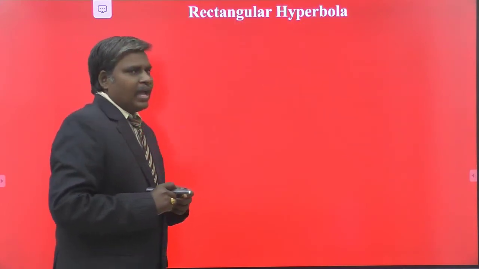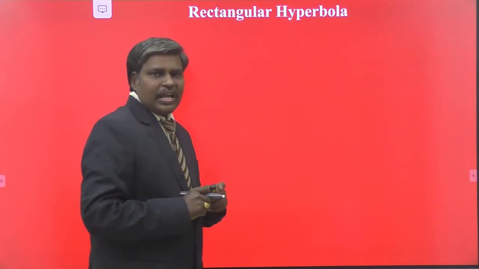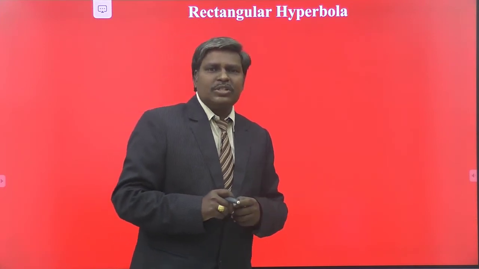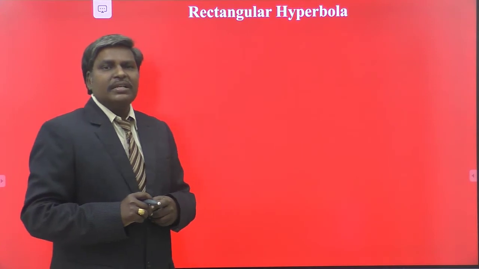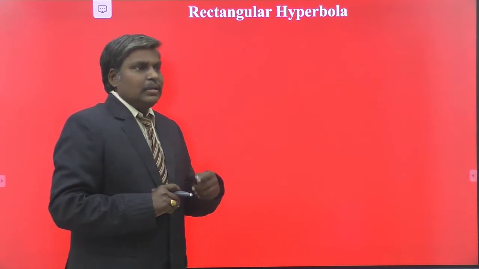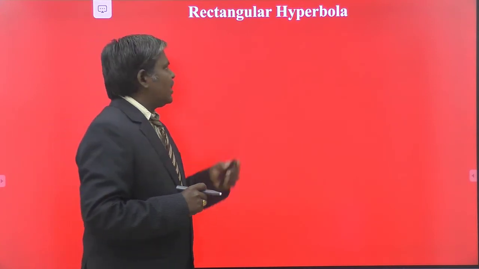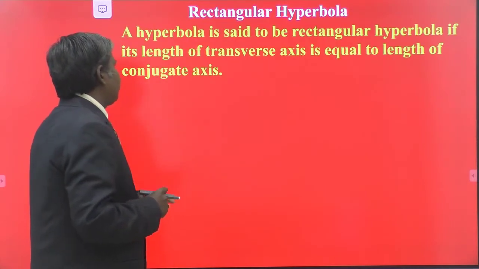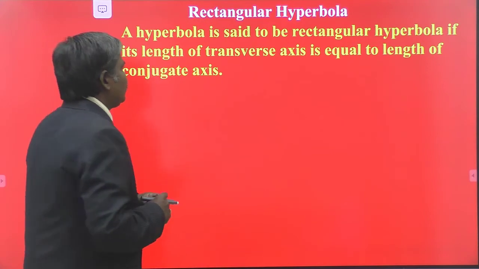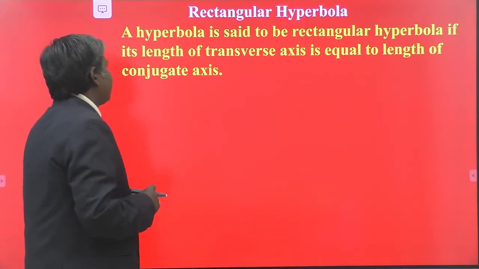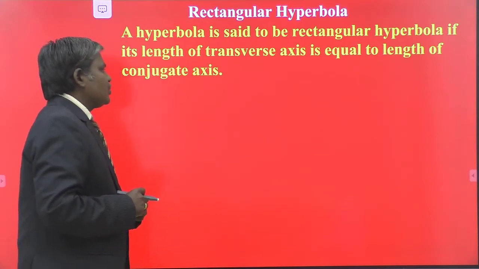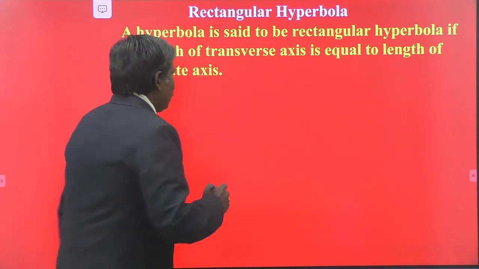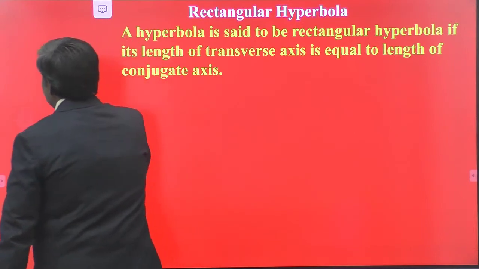So a hyperbola is said to be a rectangular hyperbola if the length of the transverse axis is equal to the length of the conjugate axis. This is the definition. So, what is the length of the transverse axis?